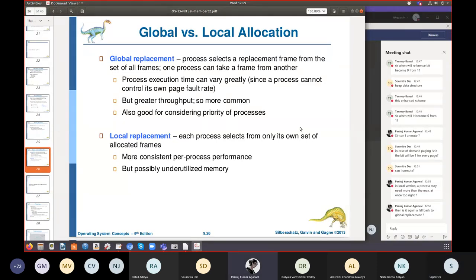Sir, I had two doubts from the start of the virtual memory thing. When we are saying we'll store invalid frames on disk, we only mean the swap space, right?